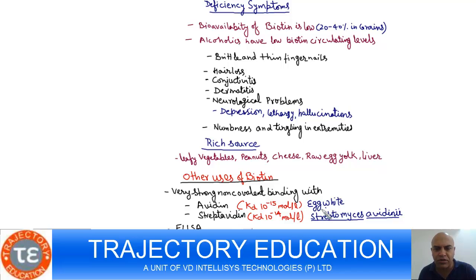So it results in egg white injury also. That is, if somebody for a very long time relies on egg whites as a source of nutrition, that can actually result in deficiency of biotin. So these two very strong interactions are utilized in biotechnology for purification.